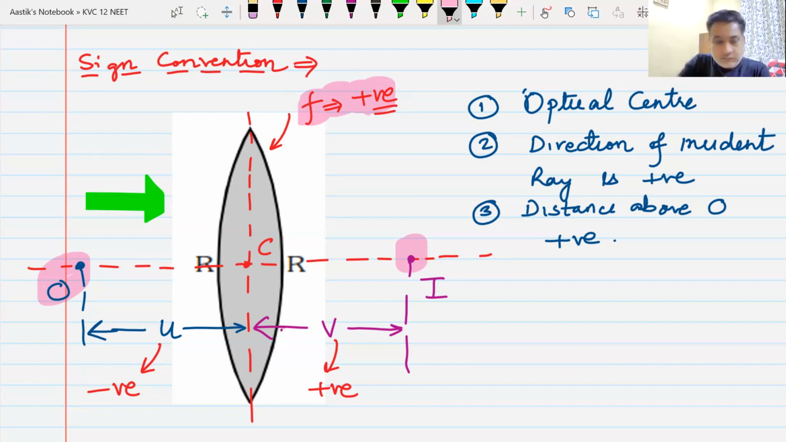Okay, so this was all about the sign convention for the lens. I've done it for a convex lens. The same thing is true for a concave lens. The focal length of a concave lens always remains negative unless and until you change the medium surrounding it. Have you written it down? Yes, sir.